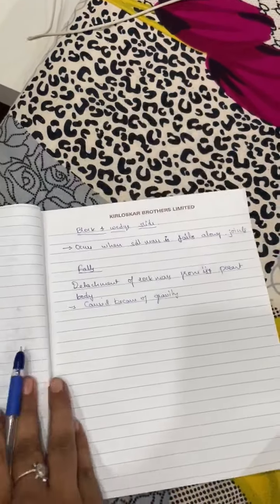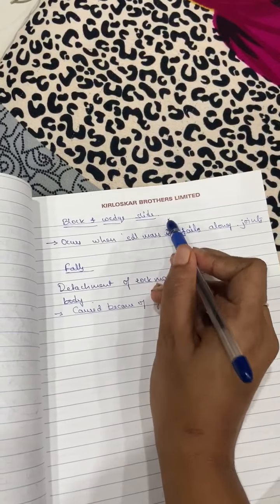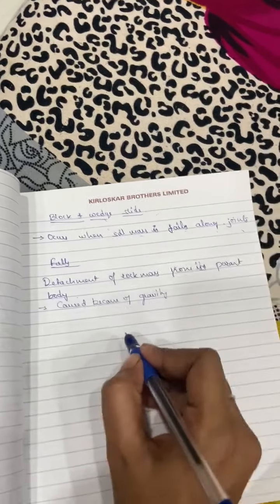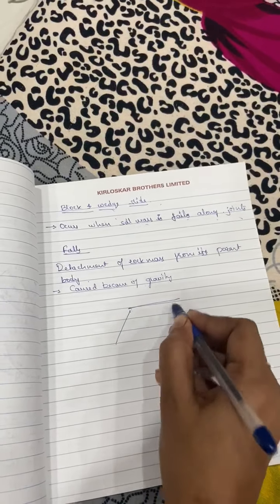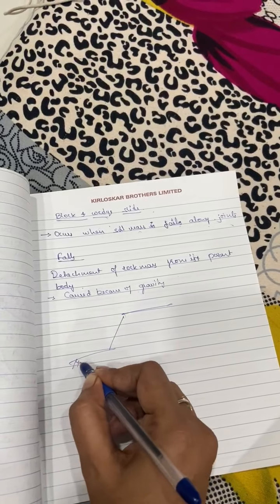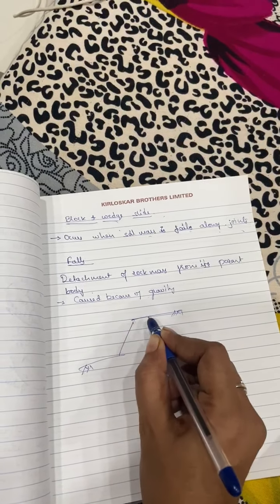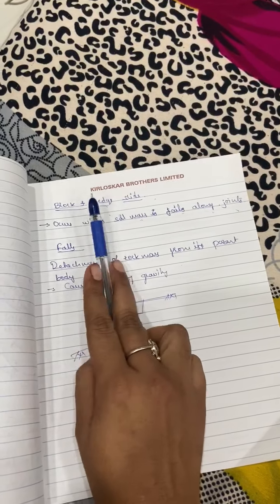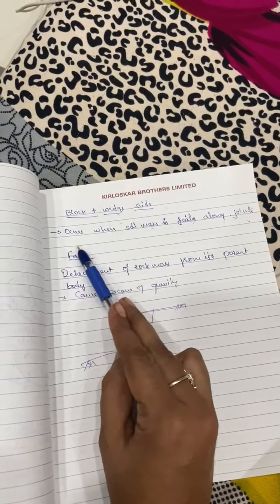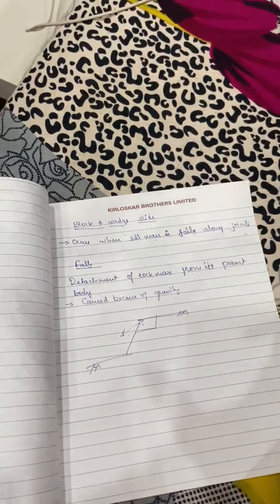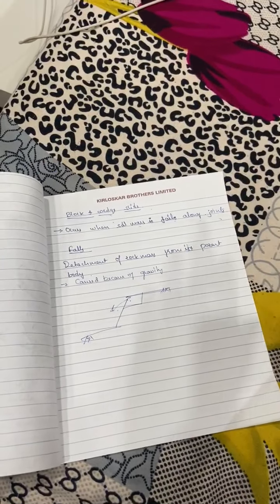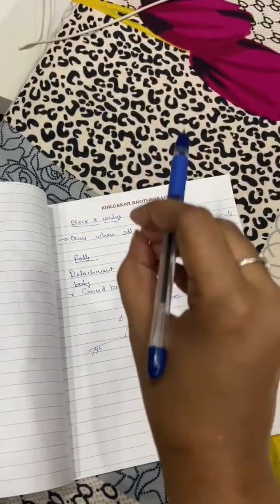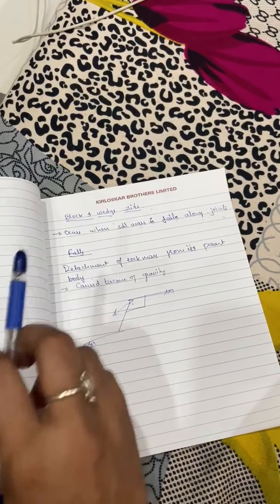Now the last one is block or wedge slide. The soil mass fails along the joints. Block slide means like this, this whole block is going to fall down. We call this a block or wedge slide. This happens when the total mass does not fail gradually, it fails suddenly. The whole mass will fail.